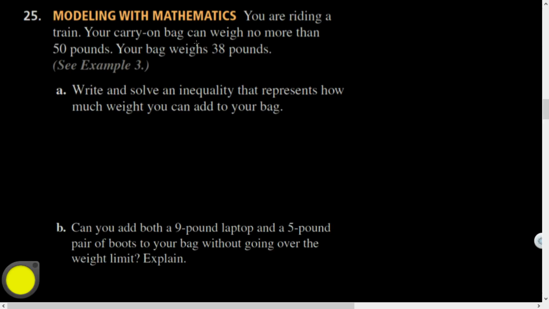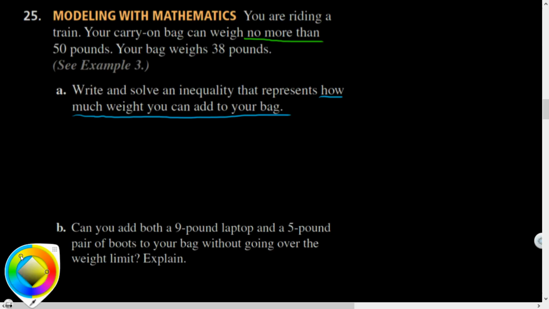Your carry-on bag can weigh no more than 50 pounds. Oh, dear. I'm seeing this phrase, no more than. That sounds like a relationship. Your bag currently weighs 38 pounds. All right, write and solve an inequality that, and now watch this, the question is my variable that represents how much weight you can add to your bag.